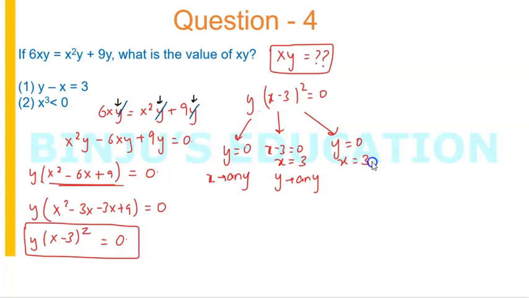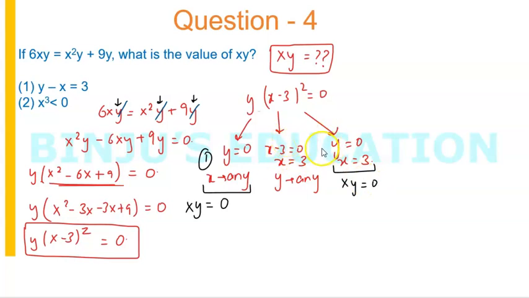So the question is, what is the value of x into y? I haven't read the statements yet. The first possibility is y is 0 and x is anything. In that case, x into y will be 0. In the third case, y is 0 and x is equal to 3. In this case, x into y will again be 0. Why do I need statements then? I'm getting x into y as 0.